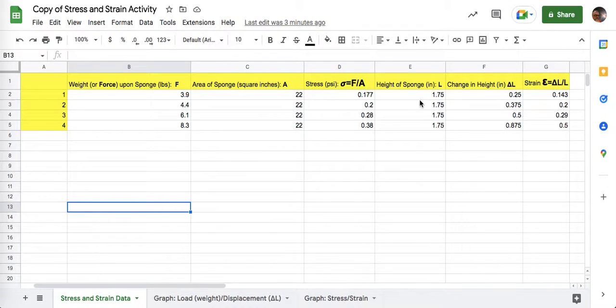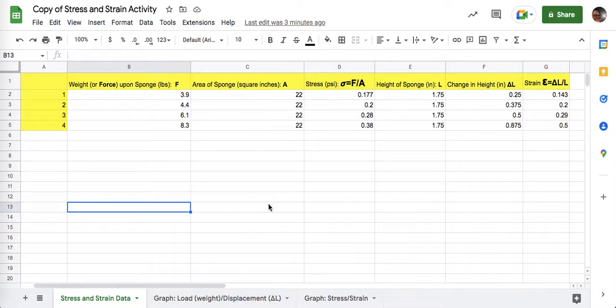It got 20% shorter when I put 4.4 pounds on it. It got about 29% shorter than it originally was with 6.1 pounds on it. And it was about 50% shorter, about half its original height, when we had 8.3 pounds on it.